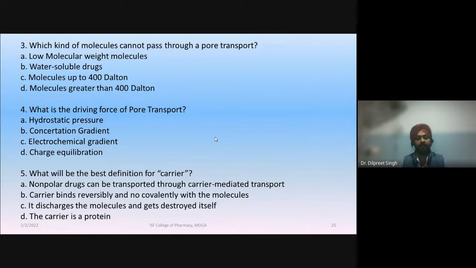What is the best definition for a carrier? The answer is B: a carrier binds reversibly and non-covalently with the molecules. If we talk about D, a carrier is a protein, but a protein is not necessarily a carrier. So there is a confusion, but the correct answer is B.